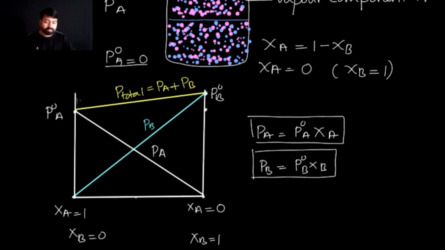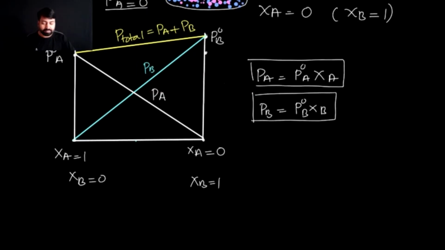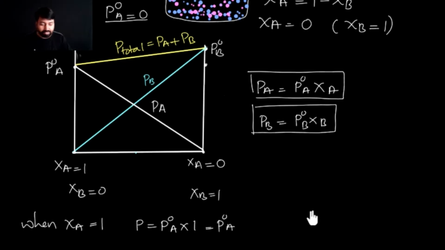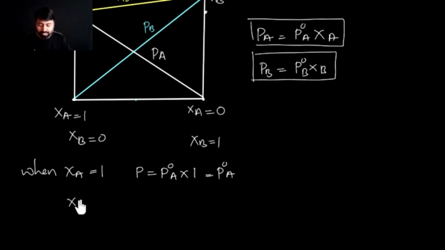Now we can make certain observations regarding this graph. Just look at the graph. When xA equals 1, from the equation we had previously, P equals P naught A into 1. That's equal to P naught of A. But when xA equals 0, in that case P is equal to P naught of A times 0, and we get 0 partial pressure, so pressure is not there in that case.